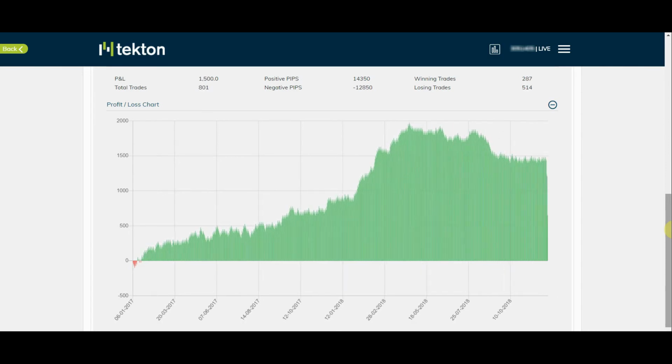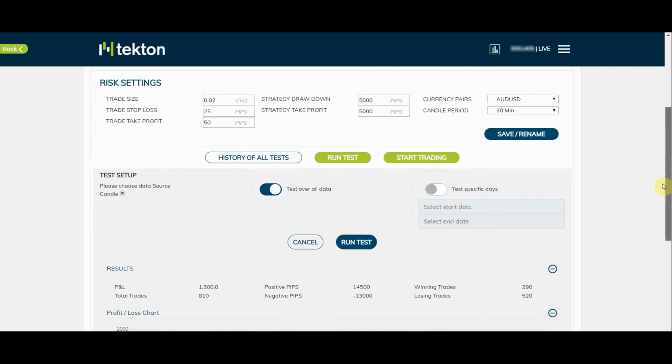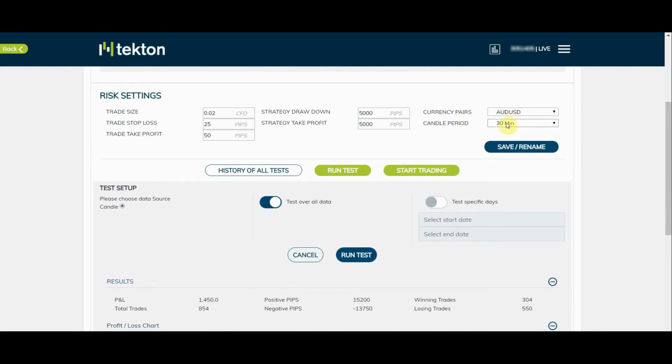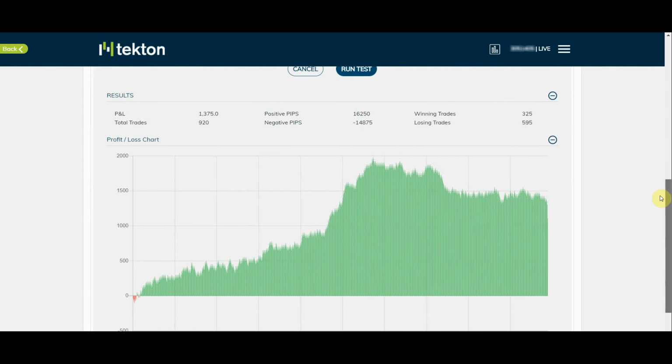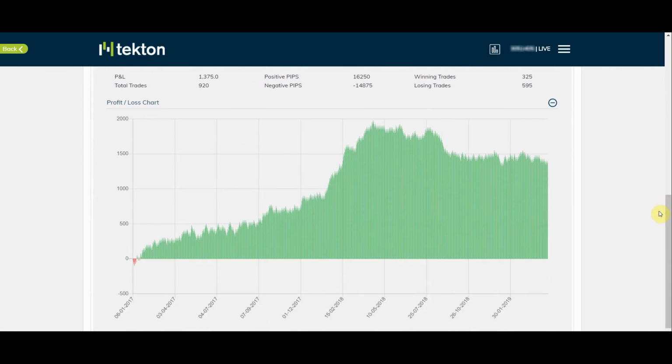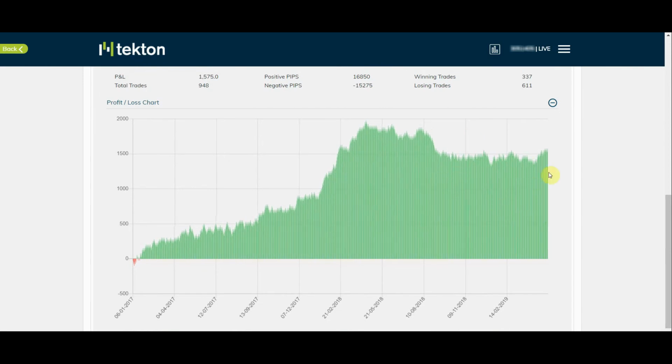So we've just adjusted the settings on this strategy. By changing the strategy settings, you can adjust the results. We've used a different time frame, a different stop loss and take profit. All we're doing now is testing that same algorithm over the same period to see if we can improve the drawdown it had at the back end of this.